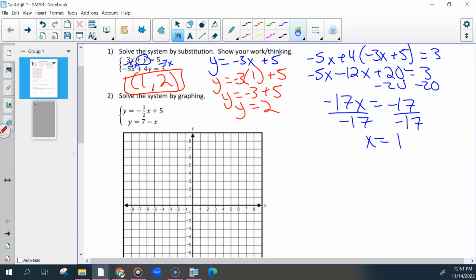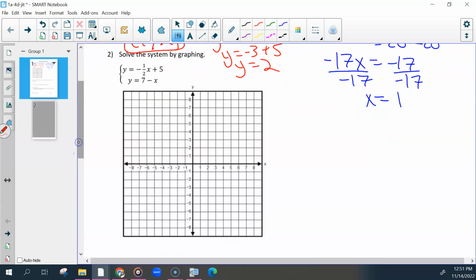For the next one, we had to solve by graphing. So take both of these and graph them on here. So the first one, we're going to start at 5. Our slope is negative, so we're going up 1 to the left 2 as many times as possible. Down 1 to the right 2 as many times as possible. And connecting all of your dots.